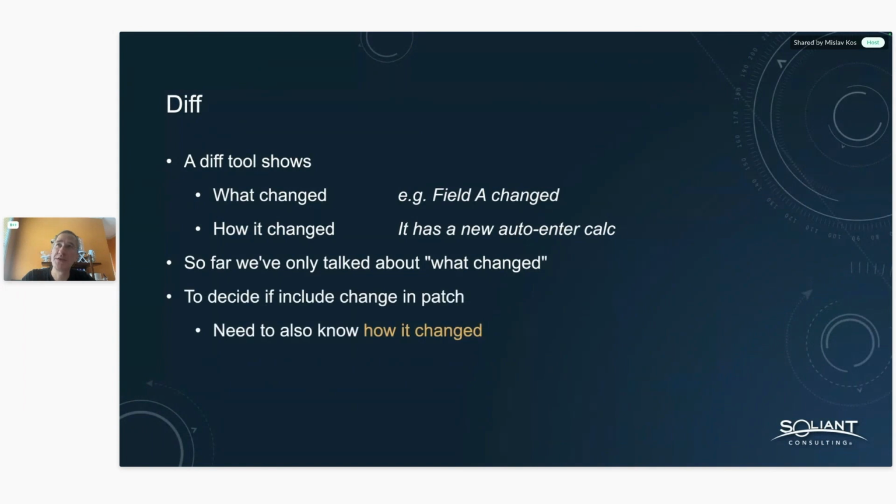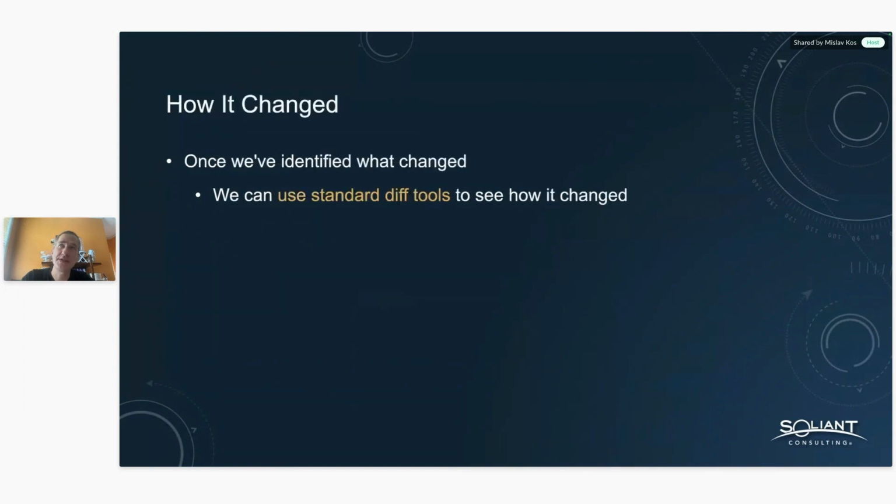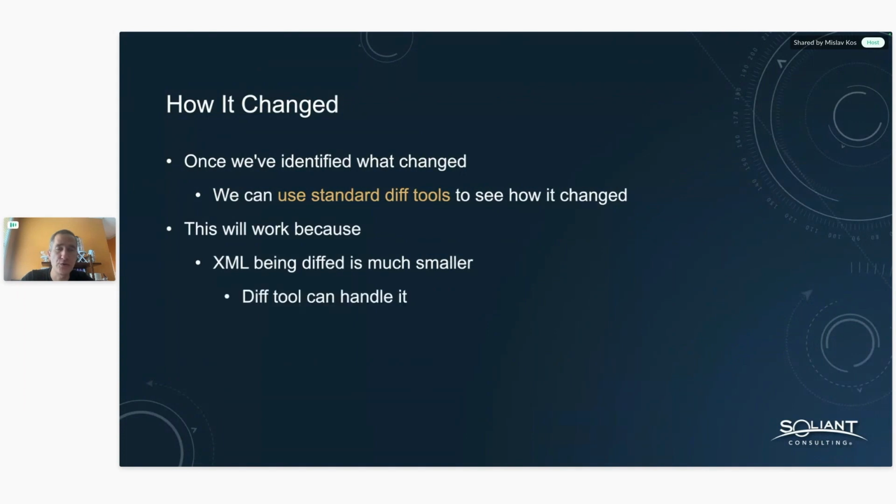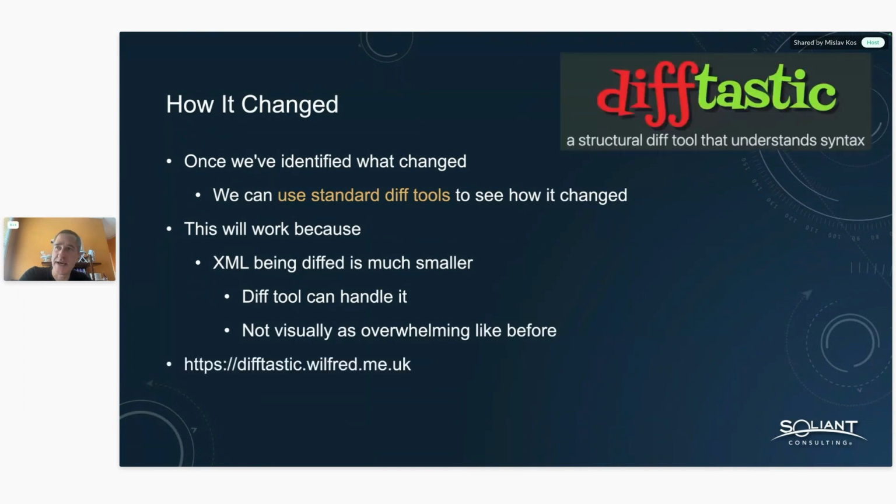So once we've identified what changed, we can then use standard diff tools to see how it changed. And the reason why this will work is because now the XMLs that are being diffed are much smaller, and standard diff tools can handle that. And so can we as human consumers of that. It's not visually as overwhelming as it was before when it was a large XML file. There's a tool called Difftastic that works pretty well in terms of diffing XMLs.